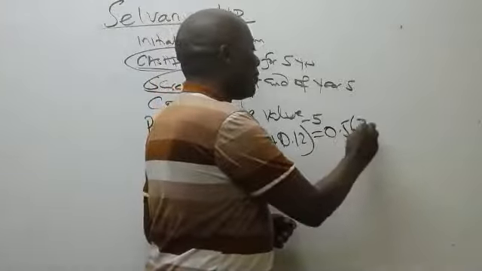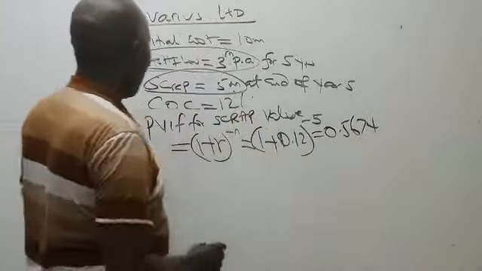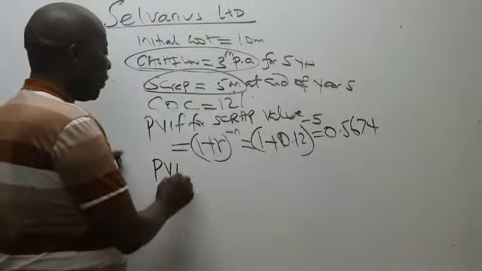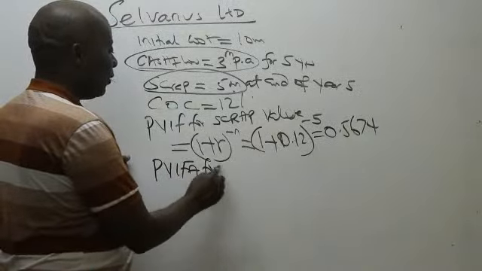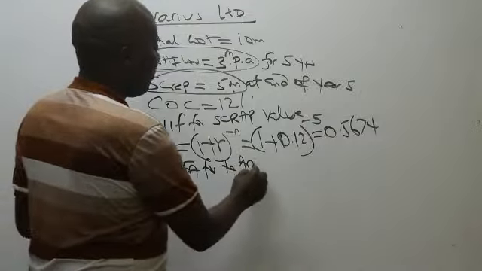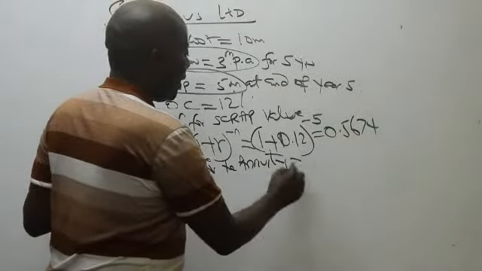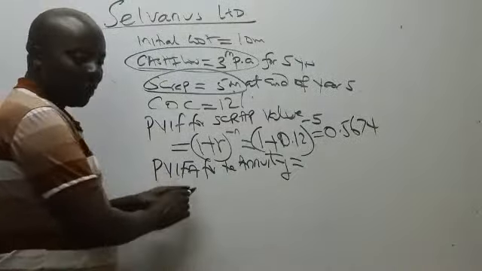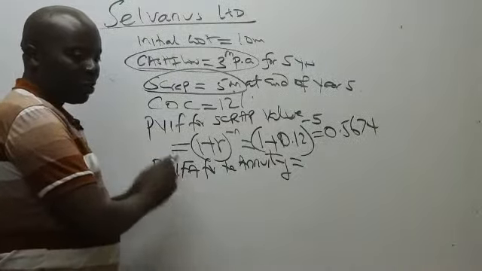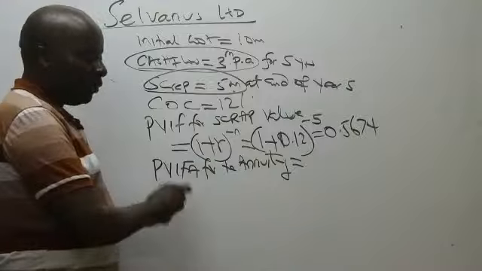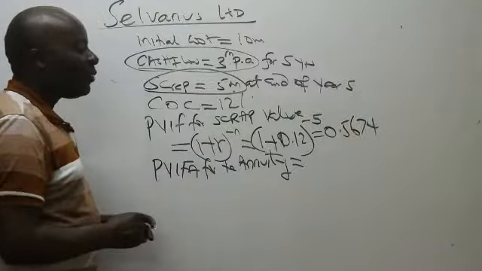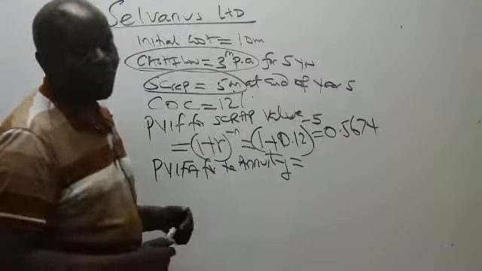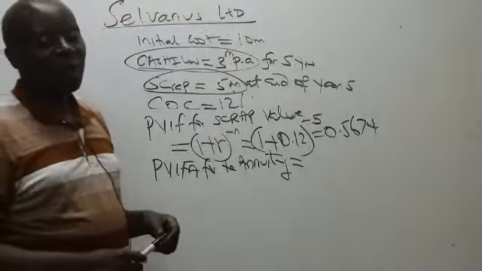0.5674. And then now we have PVFA for the annuity. You know, it's the present value interest factor of an annuity. So PVFA for the annuity, it's not so many students who will be able to get the formula right.